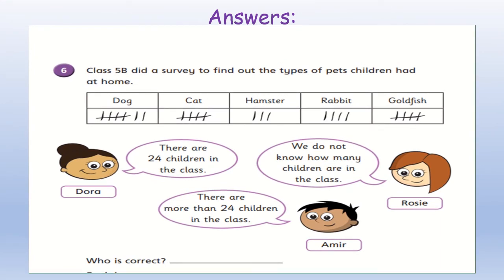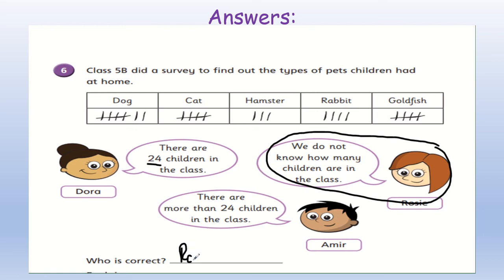Class 5B's survey then. Who is correct? Well, you could add up all the tallies. 5, 10, 15, 16, 17, 18, 19, 20, 1, 2, 3, 4. There's 24 tallies, but does that mean there are 24 children in the class? No, it doesn't, which tells us that Rosie is correct because people could have more than one pet, and may have voted several times. I know some of you have cats and rabbits or dogs and goldfish, so you can't just count the tallies as one person.